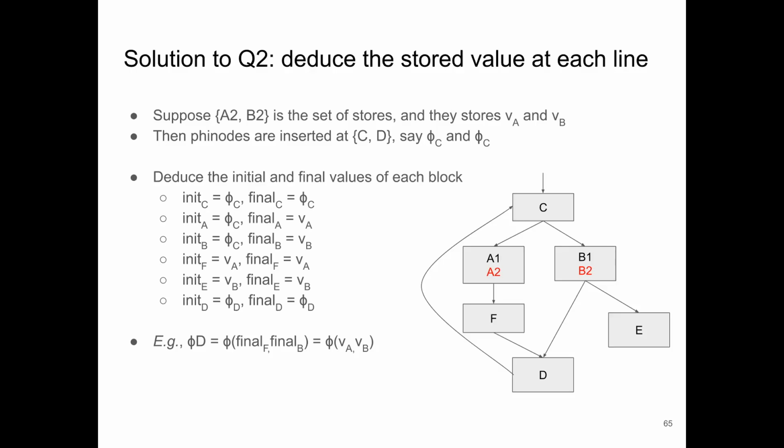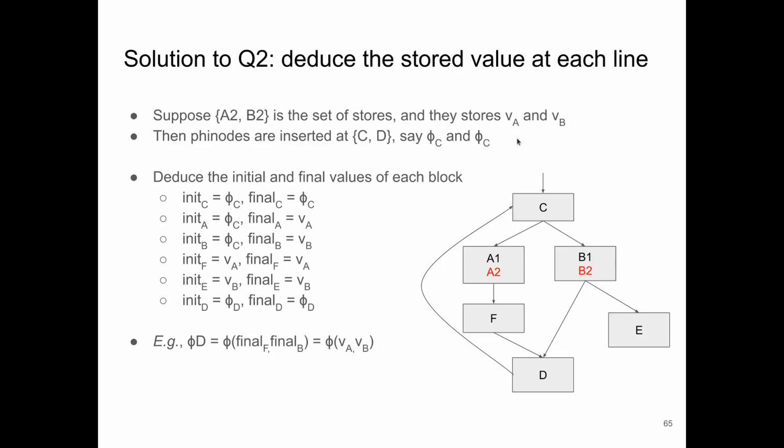So again, let's say that A2 and B2 are stores, and we are going to insert phi nodes at C and D. And let's say that the values stored at A2 and B2 are VA and VB. And the phi nodes inserted at C and D are, let's say, phi C and phi D. Oh, this is a typo. This should be phi D. And the first thing to do is that for each block, we are going to deduce the initial and final values for each block. So let's start from the initial block C here.